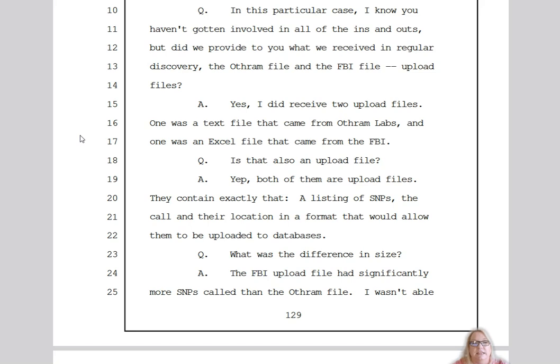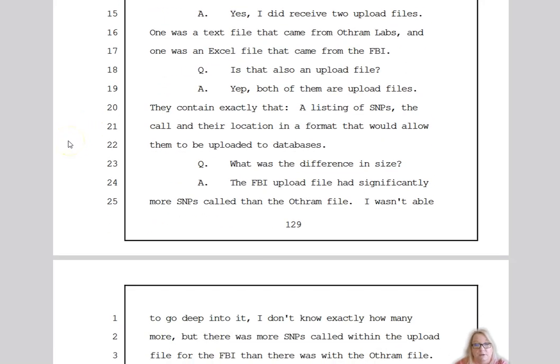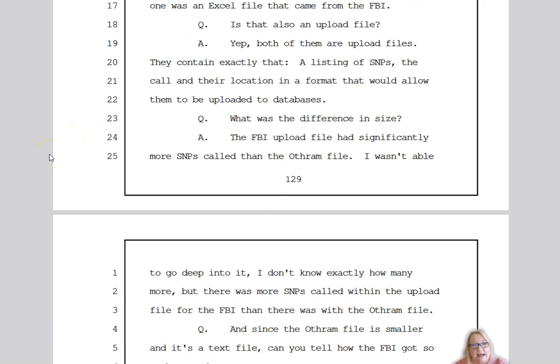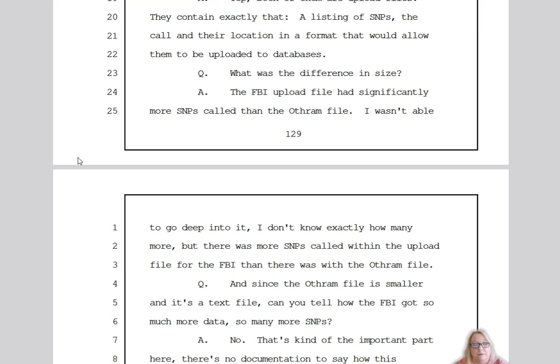So she says, in this particular case, I know you haven't gotten involved in all the ins and outs, but we did provide to you what we received in regular discovery, the Othram file and the FBI file, upload files. Yes. I did receive two upload files. One was a text file that came from Othram Labs, and one was an Excel file that came from the FBI. Is that also an upload file? Yeah, both of them are upload files. They contain exactly that, a listing of SNPs, the call, and their location in a format that would allow them to be uploaded to databases.